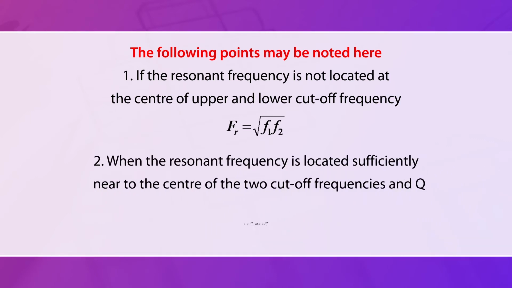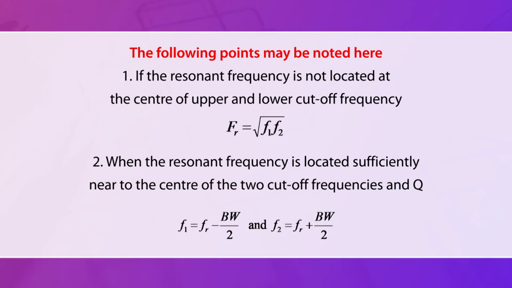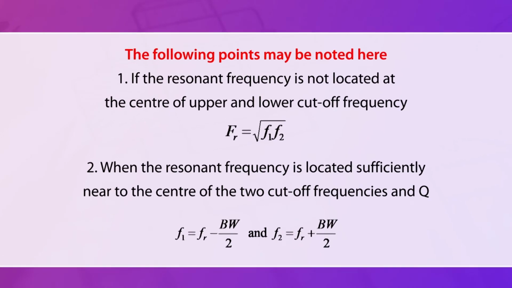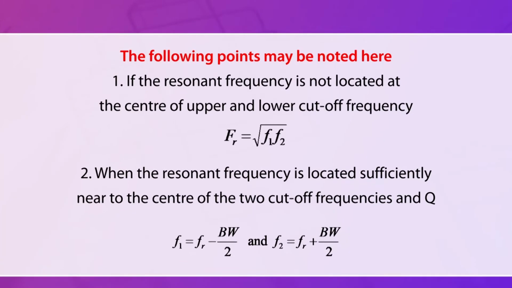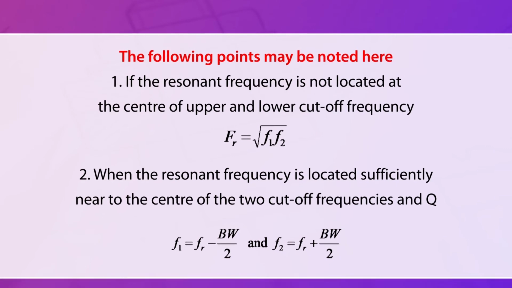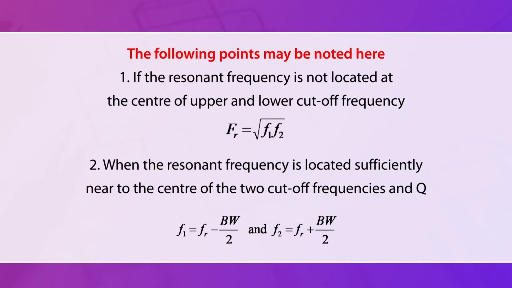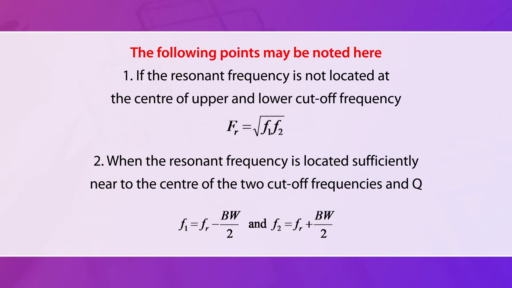Second point you can note down, that is, when the resonant frequency is located sufficiently near to the center of the two cutoff frequencies and Q of the circuit is 10, then you can write F1 is equal to Fr minus bandwidth divided by 2. Similarly, you can also write F2 equal to Fr plus bandwidth divided by 2.